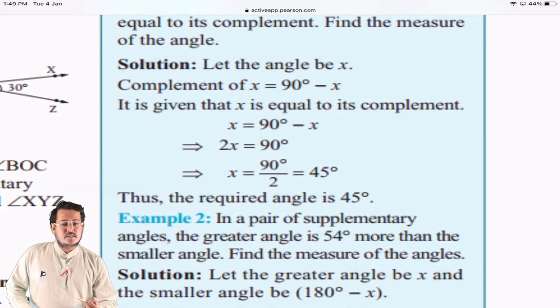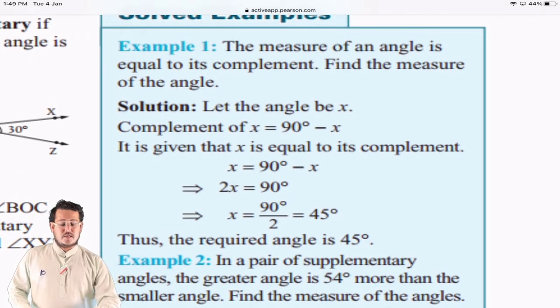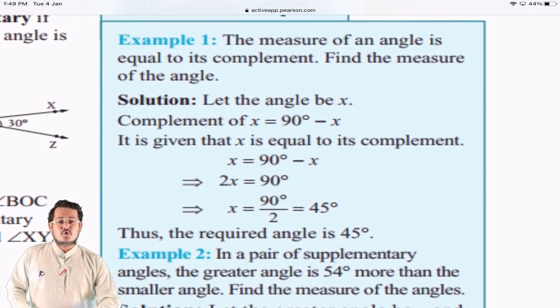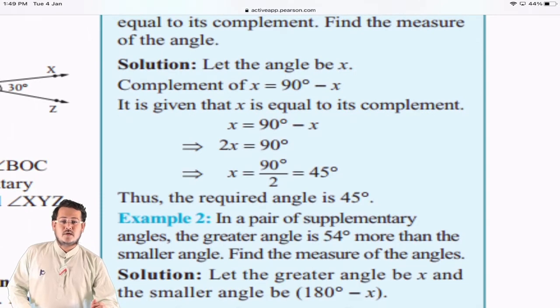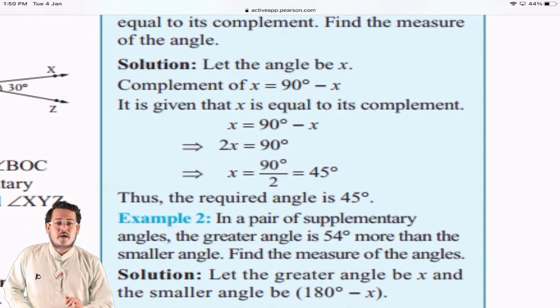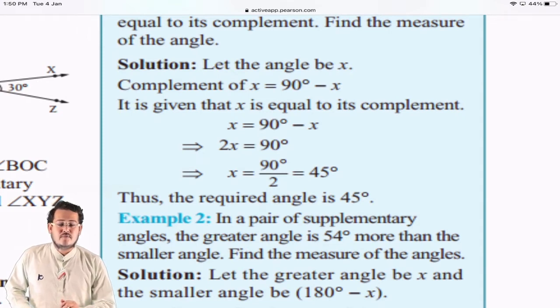So now you can see there are two angles which have the same measurement, as it was given in the question that the measure of the angle is equal to its complement. So both the angles have x measurement. So 90 divided by 2, the angle is 45 degrees. So angle 1 as well as angle 2, both angles are 45 degrees, and as they are complementary, the addition of 45 plus 45 is 90 degrees.